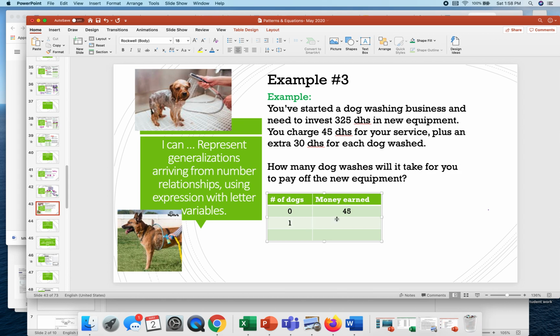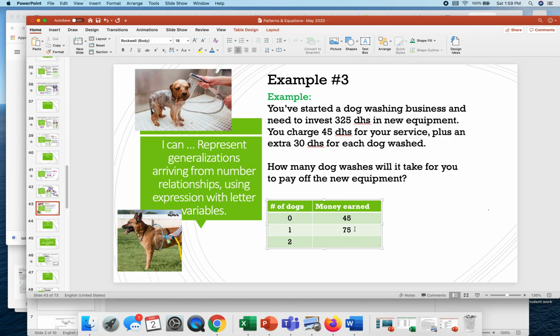If you wash one dog, then you're going to make even more money. You're going to make an extra 30 dirhams. So now what we're going to do is add 30 dirhams to 45 dirhams, which gives us 75 dirhams. That's how much money you're going to get if you wash one dog. If you wash two dogs, then how much are you going to earn?